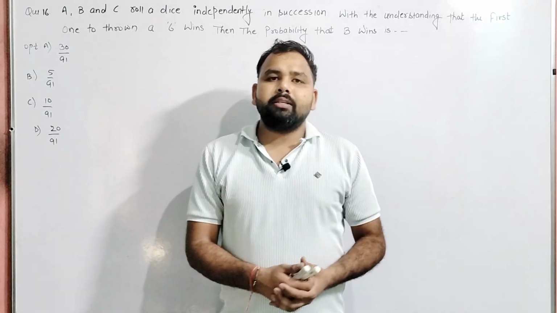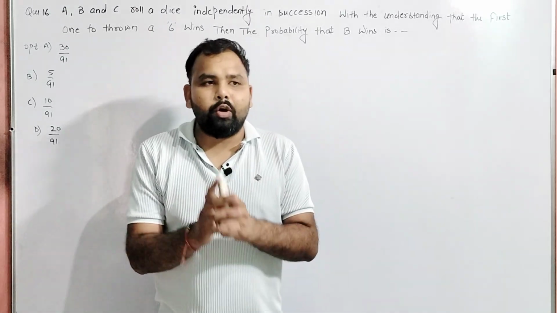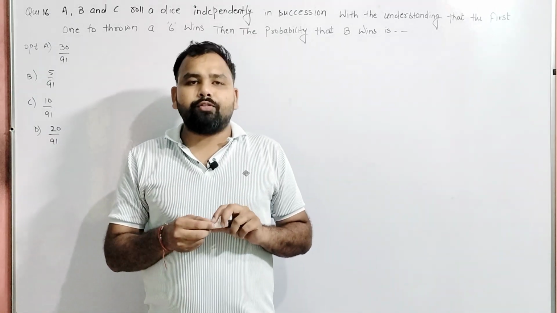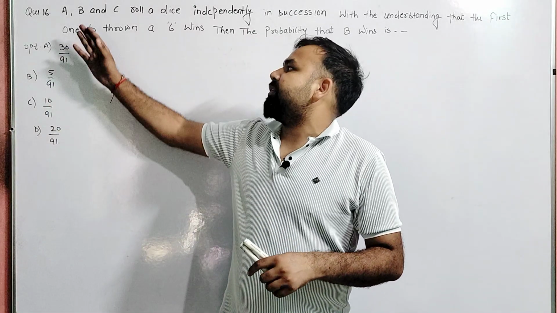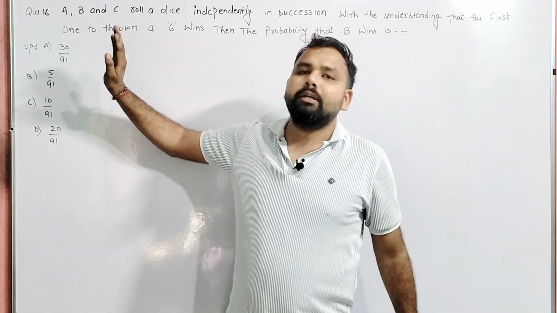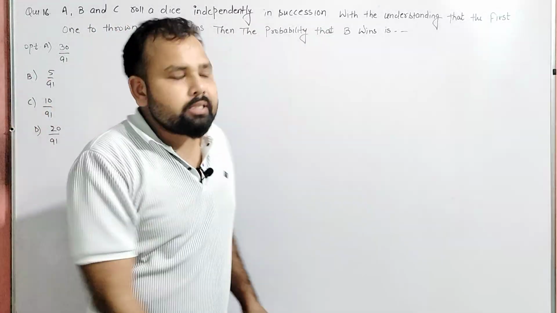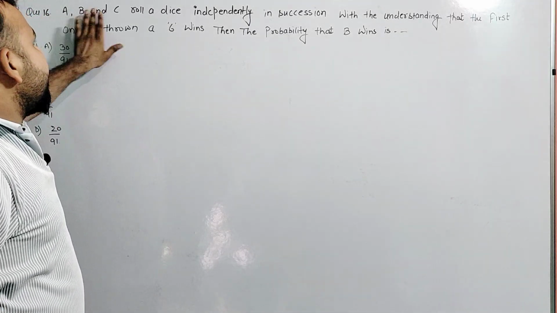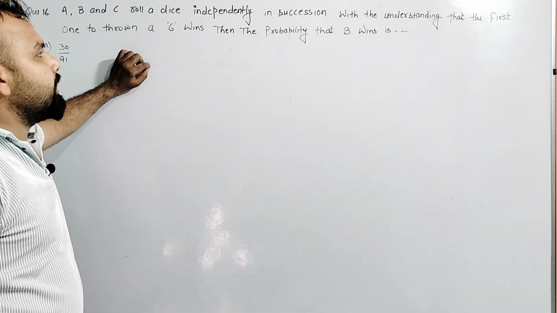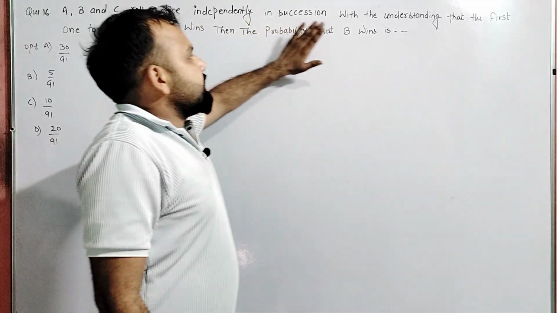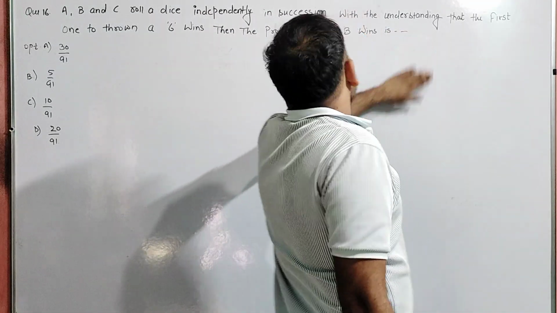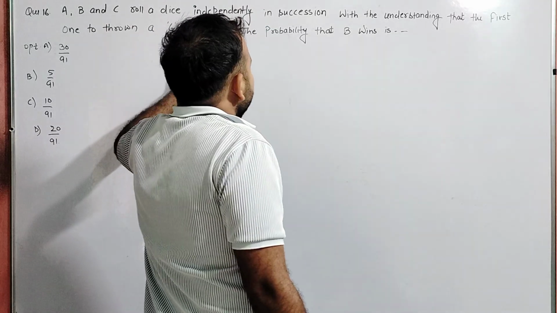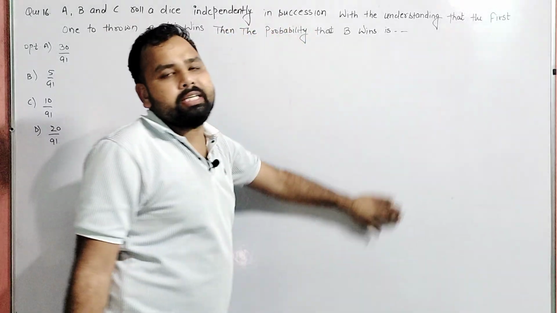Good morning, students. As you know, we already discussed the PGDBA 2024 question paper up to question number 15 in mathematics. So our next question is 16. In this question, let A, B and C roll a dice independently in succession with the understanding that the first one to throw a 6 wins. Then the probability that B wins is.